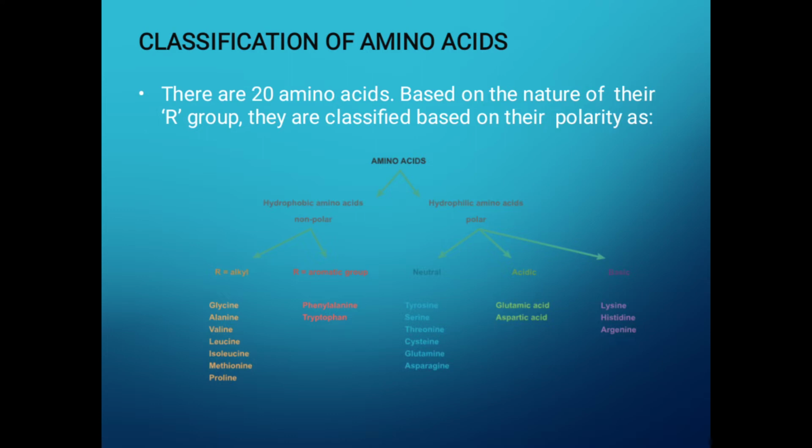And the next one is hydrophilic amino acids. Here also it is polar, so that is neutral, acidic and basic. Neutral amino acids are tyrosine, serine, threonine, cysteine, glutamine, asparagine. The acidic amino acids are glutamic acid and aspartic acid, and the basic amino acids are lysine, histidine and arginine. These are the classifications.